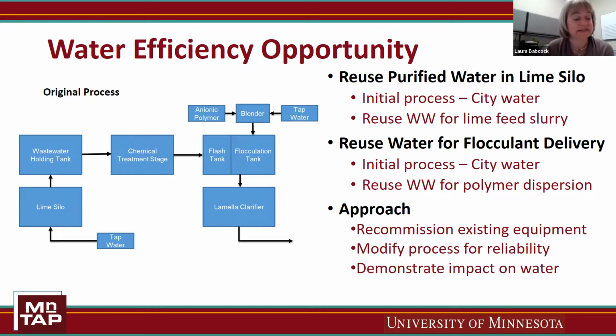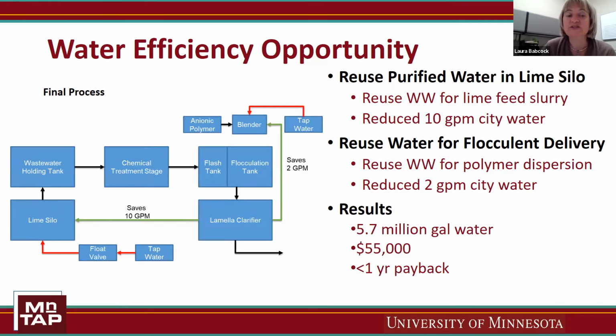So they recommissioned some existing equipment. So this was not a new idea. This plant had been doing this before. They modified the process for reliability and they demonstrated the impact on water. And so essentially they were reusing a lot of that water that was formerly going to wastewater within their process. So they were able to save 5.7 million gallons of water with a $55,000 a year cost savings and gave them less than 1 year payback on this operation. So pretty impressive what they were able to do. And they get to report this to their customers as an improvement.